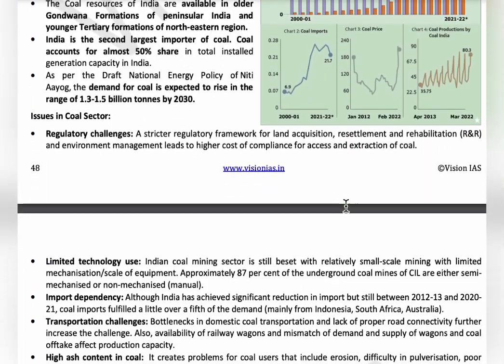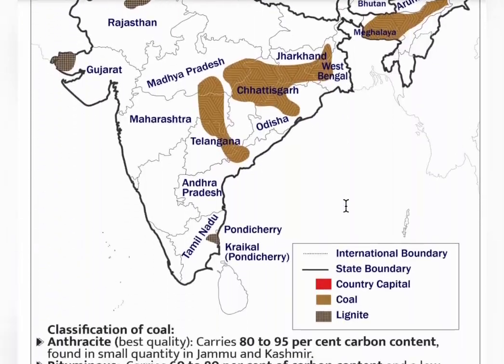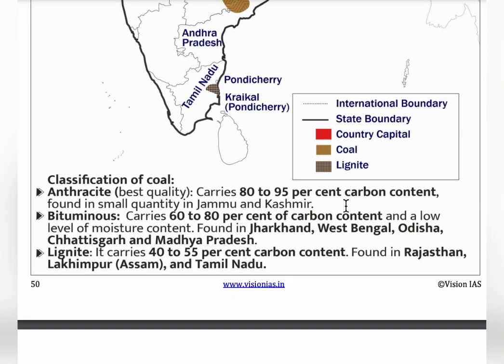Generally, coals are classified into three types: anthracite, bituminous, and lignite. Anthracite coal has 80 to 95% carbon content and is found in small quantities in Jammu and Kashmir. Coming to bituminous coal, it has 60 to 80% carbon content and a low level of moisture, found in Jharkhand, West Bengal, Odisha, Chhattisgarh, and also Madhya Pradesh. Next is lignite. Lignite has 40 to 55% carbon content and is found in Rajasthan, Lakhimpur district of Assam, and Tamil Nadu.